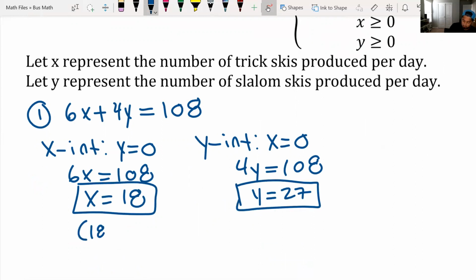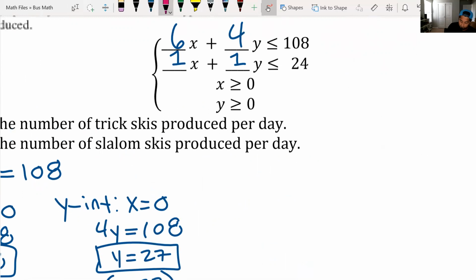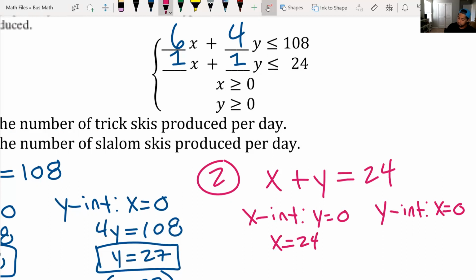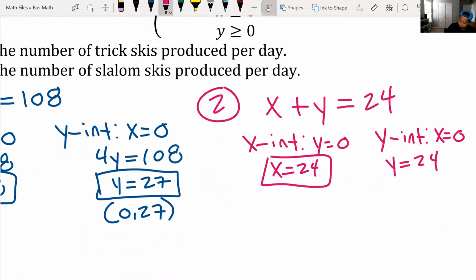We get the point 18, 0, 0, 27. All right. 2. Same thing. Now you have 1x plus 1y equal to 24. All right. Get your x-intercept. Get your y-intercept. And you should get x equals 24 and y equals 24. All right. Which gives me 24 and 0 and 0, 24.